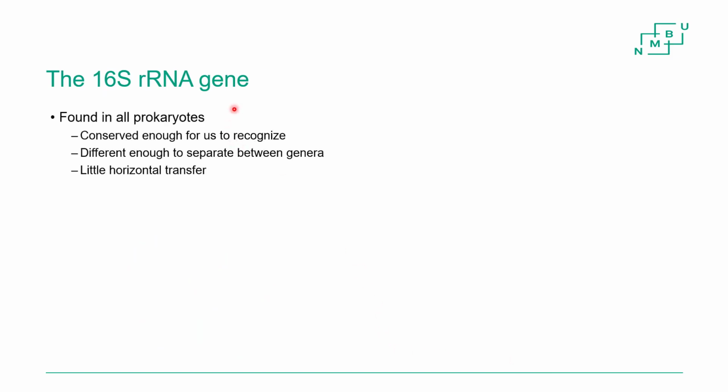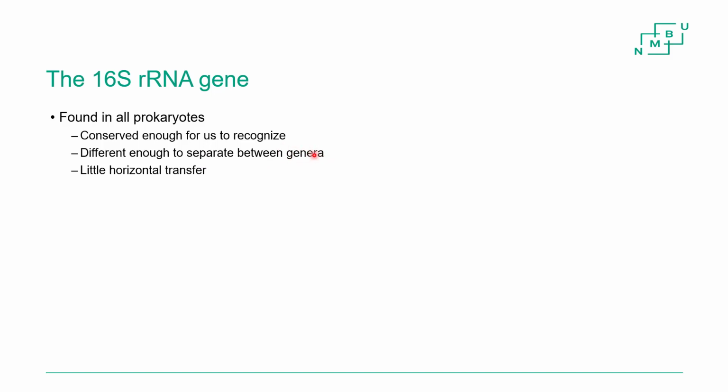The 16S rRNA gene. This is the marker we almost always go for. And the reason for this is that it is found in all prokaryotes. All genomes have this gene. It's also quite conserved, so it's possible to recognize it regardless of which organism, which genome you look into. You will always, if you have the complete genome, find the 16S gene there. It's not that different from one organism to another. They do differ though, and they differ enough to make it possible to separate between at least the genera.